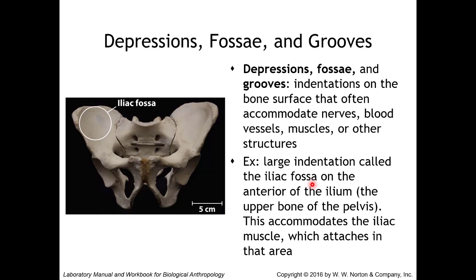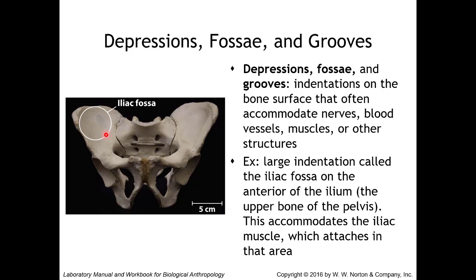Then we have depressions, fossae, and grooves. These are indentations on the bone surface that often accommodate nerves, blood vessels, muscles, or other structures. Here we're looking at the iliac fossa in the pelvis. This is a large indentation on the anterior of the ilium, so this is the surface that faces forward, of the ilium, which is your upper bone of the pelvis. This accommodates your iliac muscle, which attaches in this area.